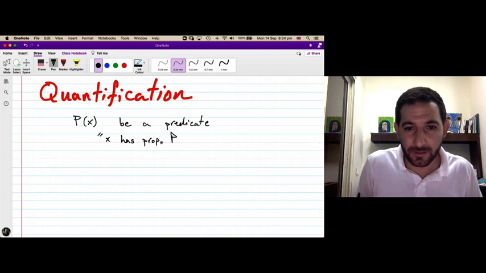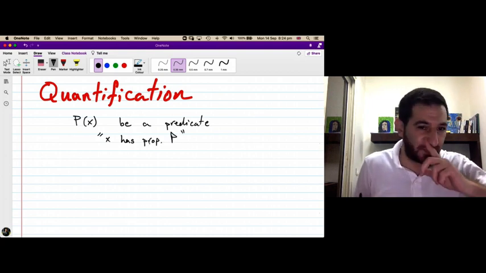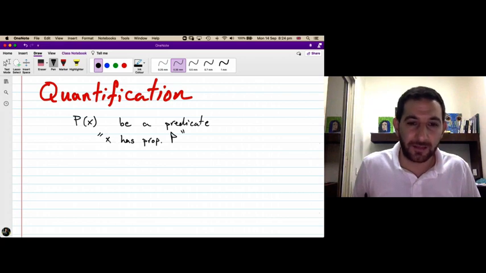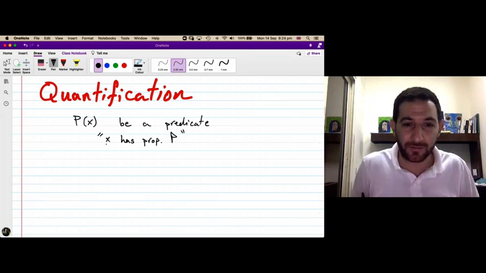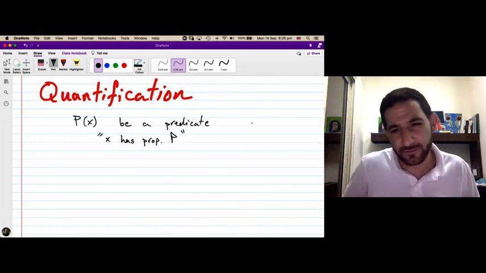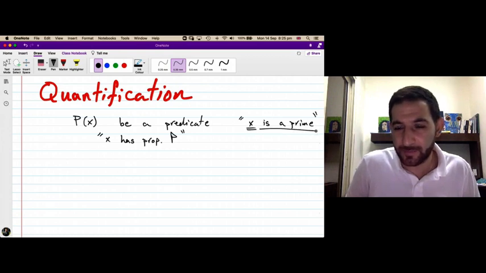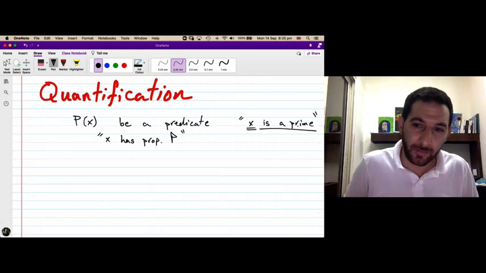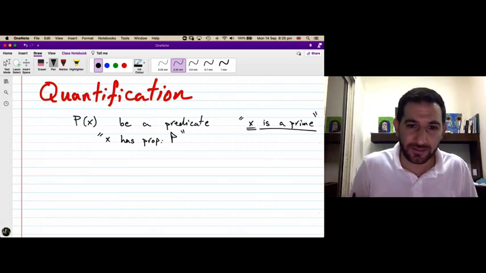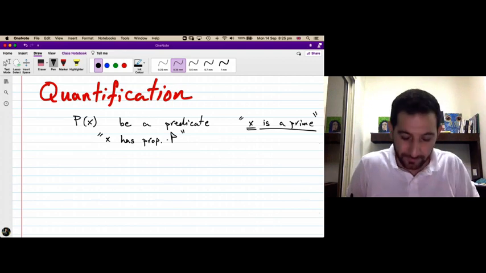Remember, a predicate is a descriptive statement which has a variable X, and remember from the English language that the predicate part of the statement is the part which tells us the property of X. So we talked about X is a prime. Remember, this is a predicate. It's a statement which says that X, the subject, has the property of being prime. But the property can be any property whatsoever, so let's call it just property P, capital P.